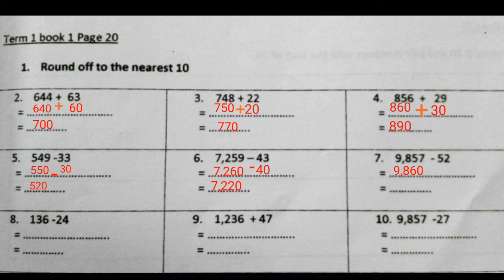52. 2 is a rounding down number, so we cannot add 1 to 5. 5 remains 5 and we change 2 to 0. So it's gonna be 50. Now, 9,860 minus 50 equals 9,810. So now it's your turn.